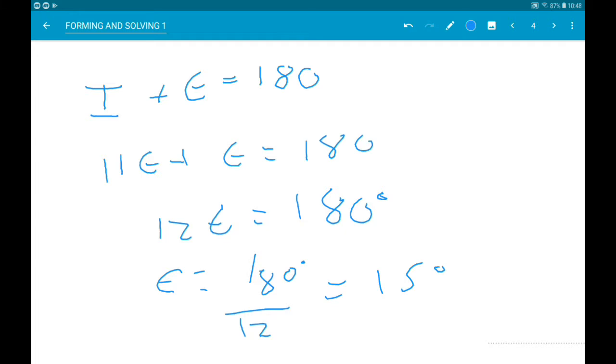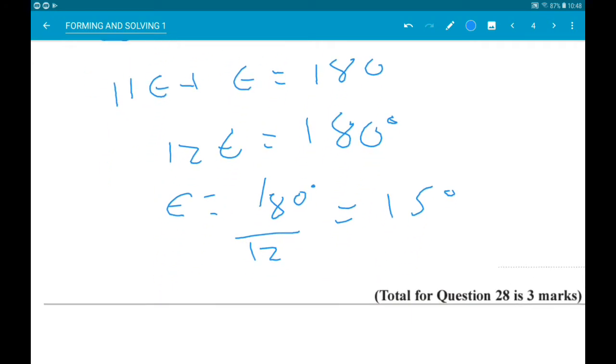Now because all of the exterior angles add up to 360 and they're all the same, to work out the number of sides, we do 360 divided by 15 degrees. So the number of sides is 360 divided by 15, which gives us 24.